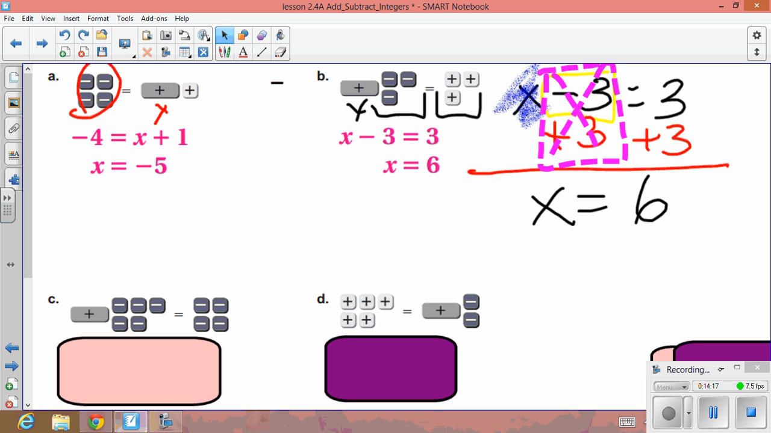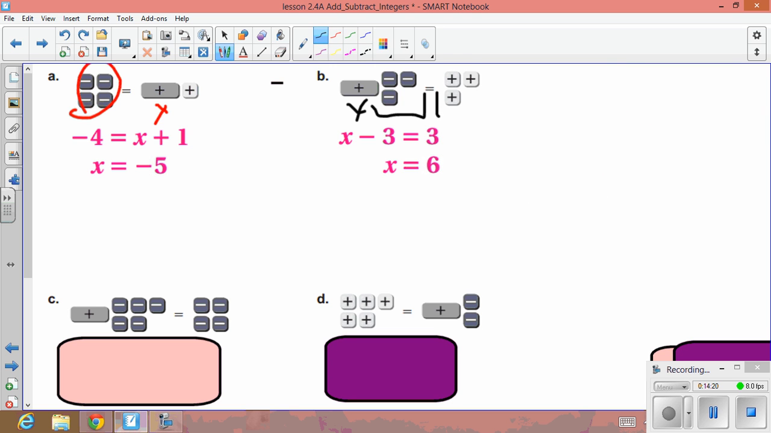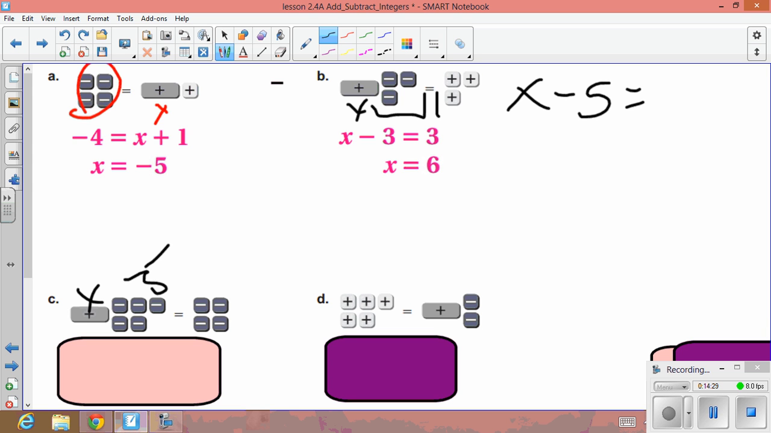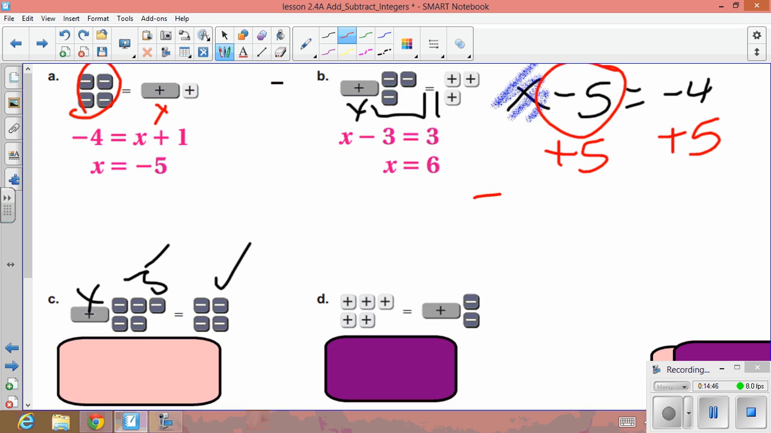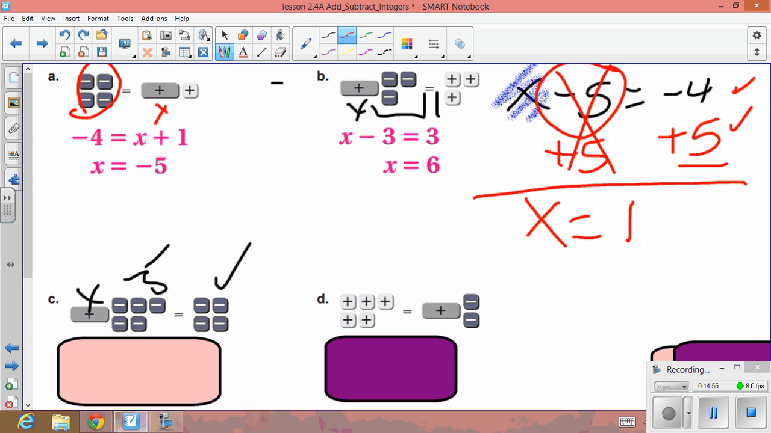For part C, we have our variable x. We have 5 negatives, so minus 5 equals, and here we have 4 negatives. Our goal is to isolate the variable, so we take the opposite of minus 5, and we add 5 to both sides. Those cancel, leaving me with x equals. The signs are different, so we subtract and keep the sign of the larger absolute value, so x equals 1.